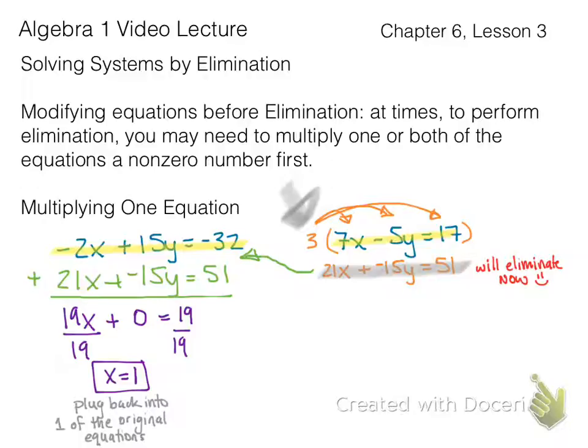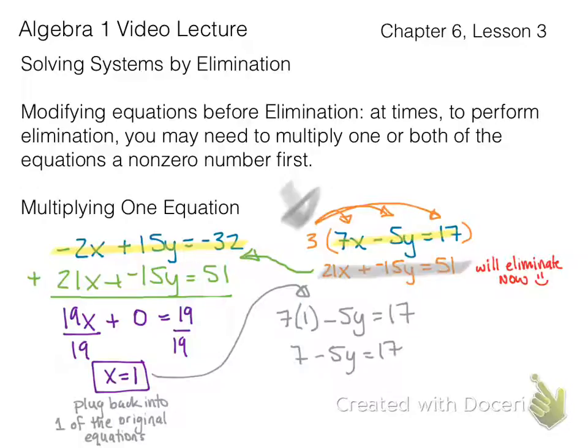Well, you technically can, but sometimes things get a little crazy, I've noticed. So it's best to always go back to the original equations. I'm going to plug x back into, which one did I pick? Oh, I picked this one over here, the one that I did modify. So 7 times 1 minus 5y equals 17.